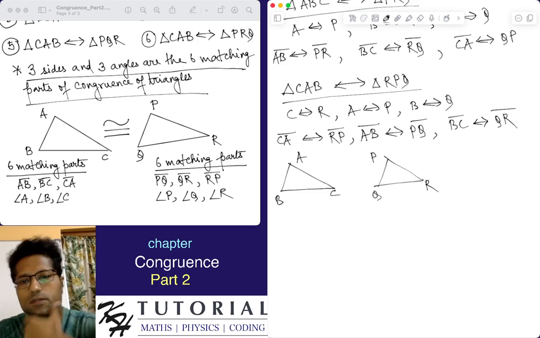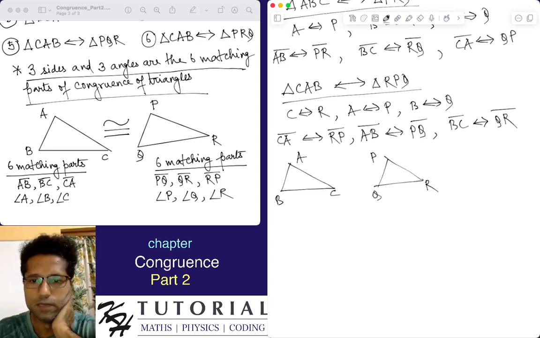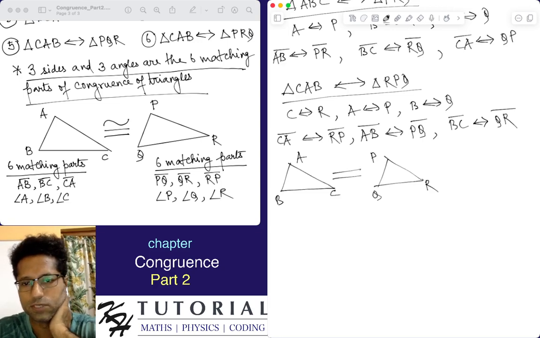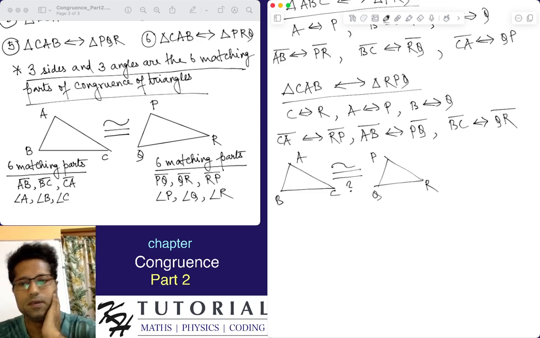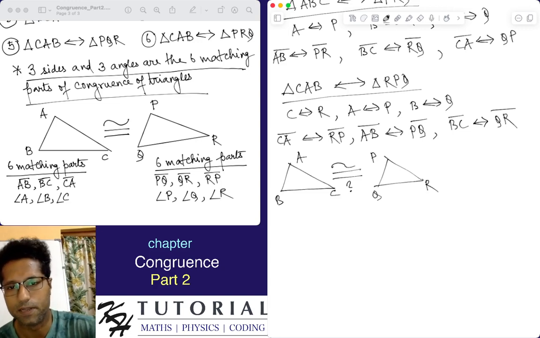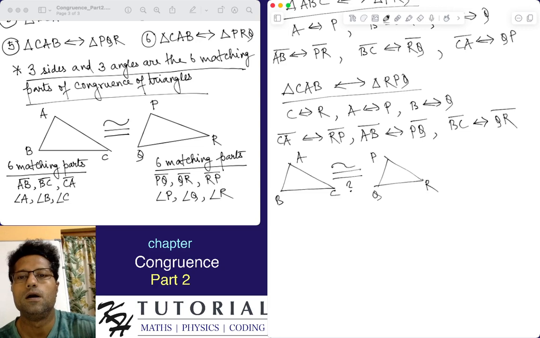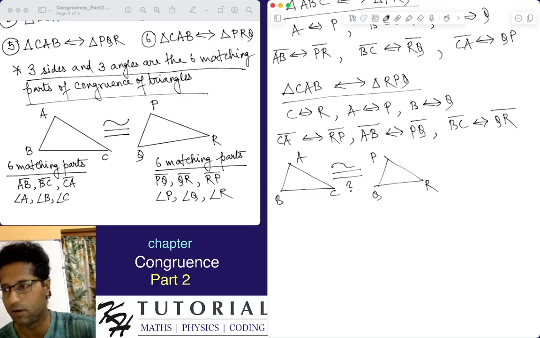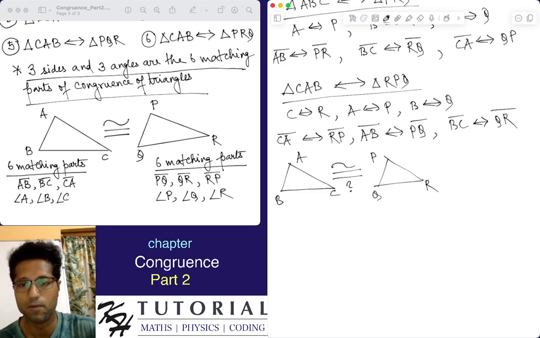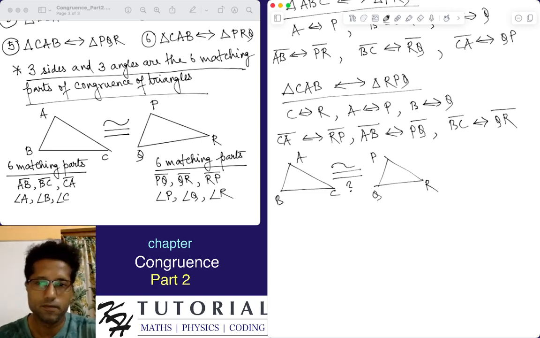So let's say we have these two triangles ABC and PQR, and we are trying to verify whether these two triangles are congruent or not. Okay. Now, if you have two triangles, these are plane figures. Triangles are plane figures. They have 3 vertices and 3 sides. If you just ask whether these two triangles are congruent or not, it will be an incomplete question. The question is not complete.